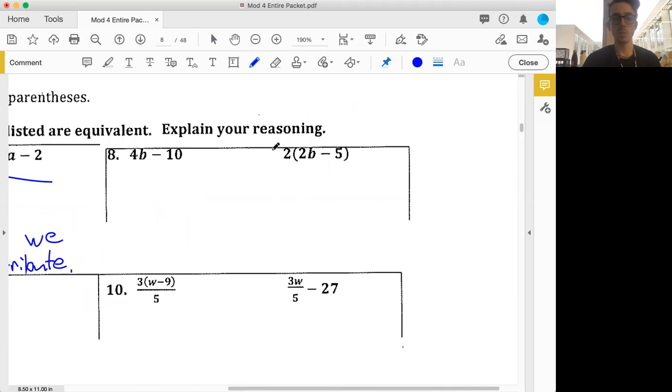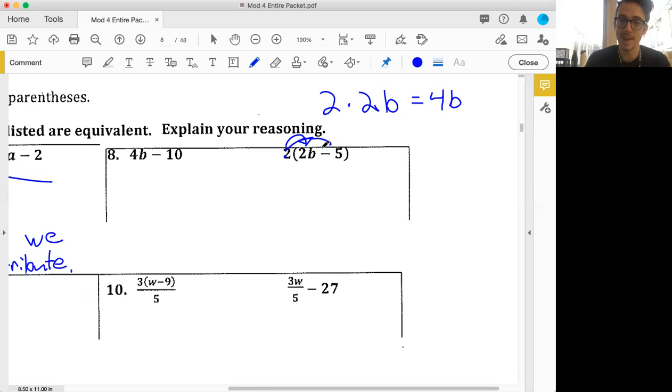How about over here? We see parentheses. Let's break down those parentheses. We have 2 multiplying with everything in here. So think of this as 2 times 2b. 2 times 2 gets you 4. B is along for the ride.